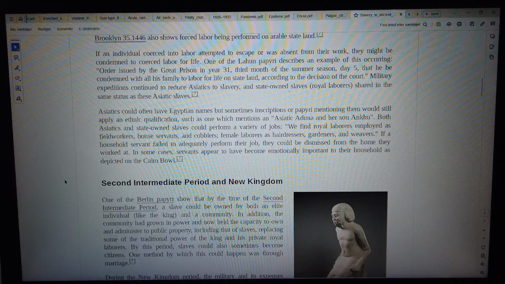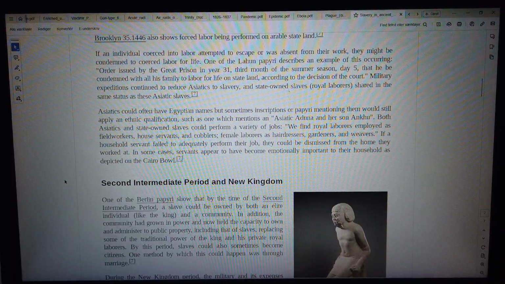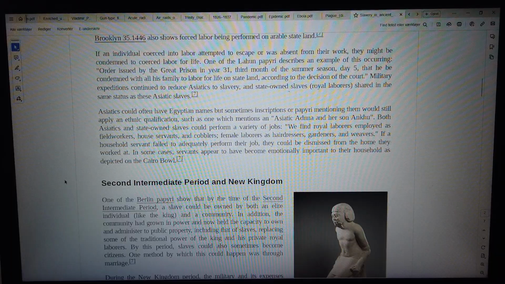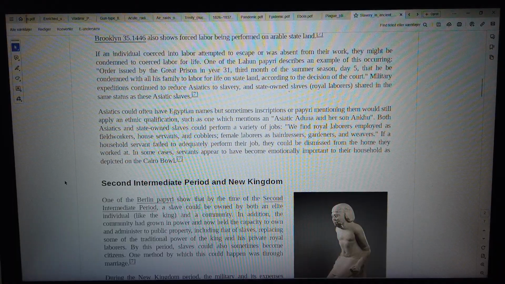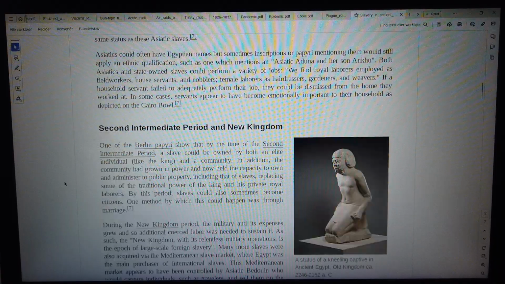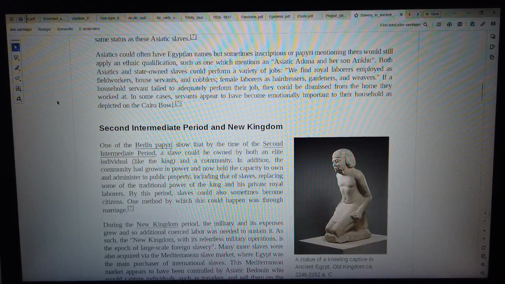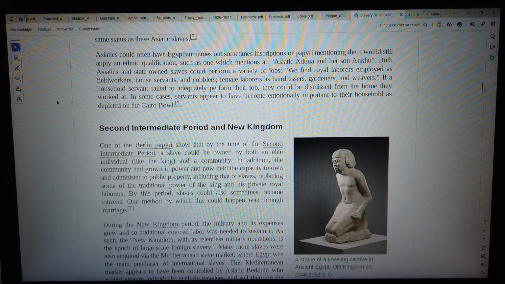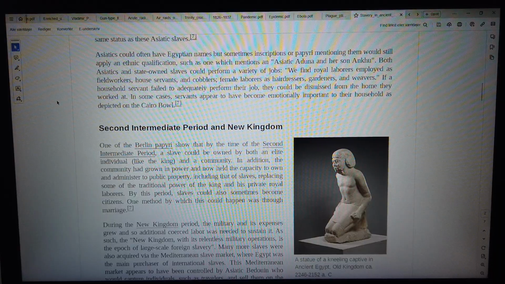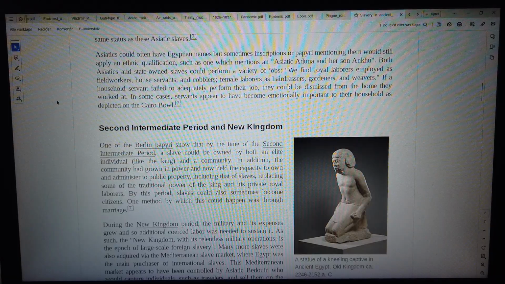Military expeditions continued to reduce Asiatics to slavery, and state-owned slaves, royal laborers, shared in the same status as these Asiatic slaves. Asiatics could often have Egyptian names, but sometimes inscriptions or papyri mentioning them would still apply an ethnic qualification, such as one which mentions an Asiatic Aduna and her son Anku.